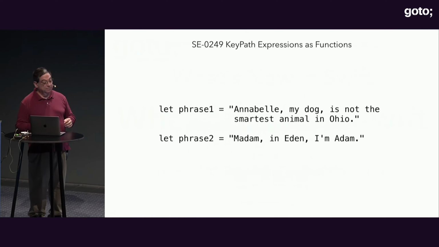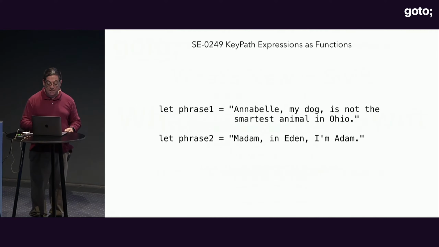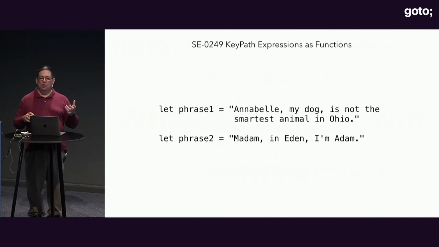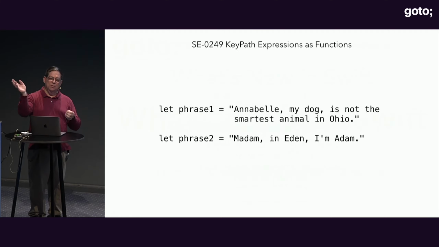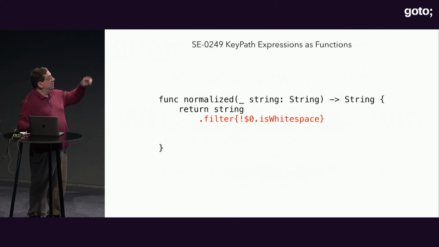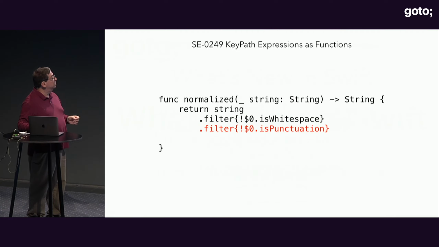In this case, I have two phrases, and suppose we're testing whether something is a palindrome, that it reads the same from front to back. The way you find out if it's a palindrome is you make everything lowercase, get rid of the punctuation, push everything together, and normalize it. We might normalize it by taking our string and filtering out all the white space and filtering out all the punctuation. Doesn't that $0 look horrible?